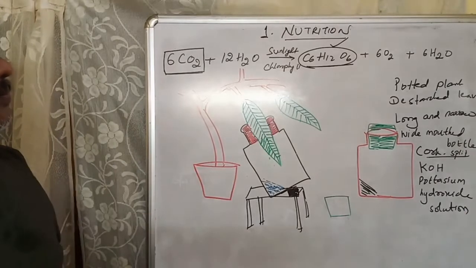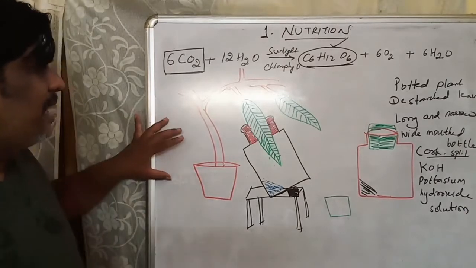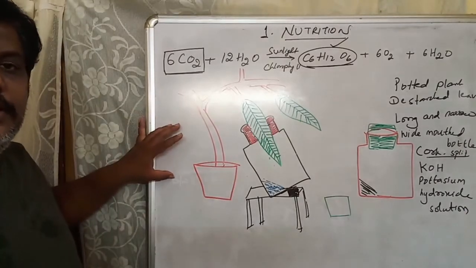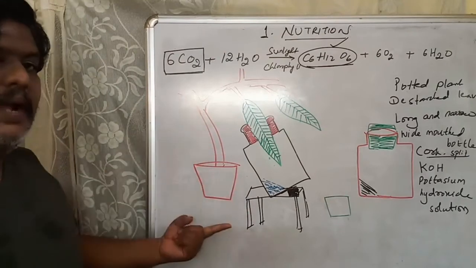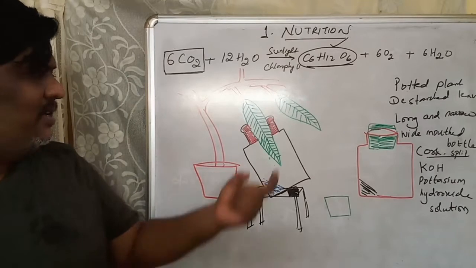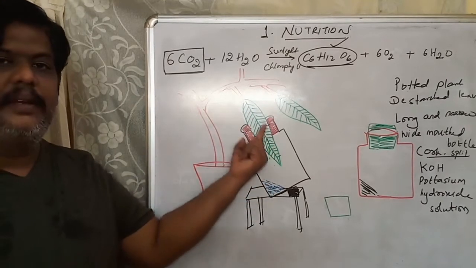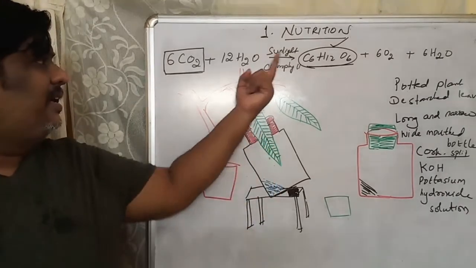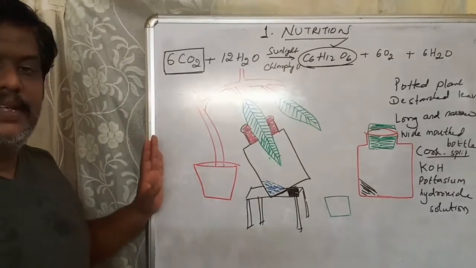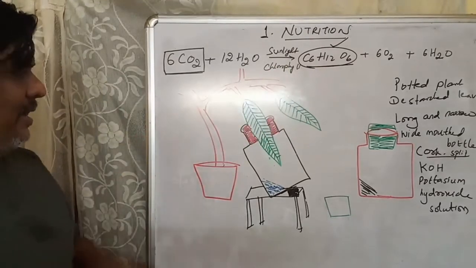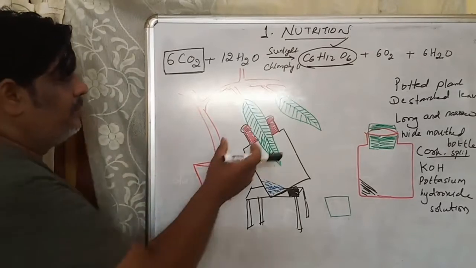So now we have to keep the same apparatus out in the sunlight, because for all this week this particular plant did not receive any sunlight, so the leaves are completely de-starched. It doesn't have any kind of starch in them. So now we are putting this apparatus in the sunlight. We'll wait till evening, and then we'll bring the apparatus.